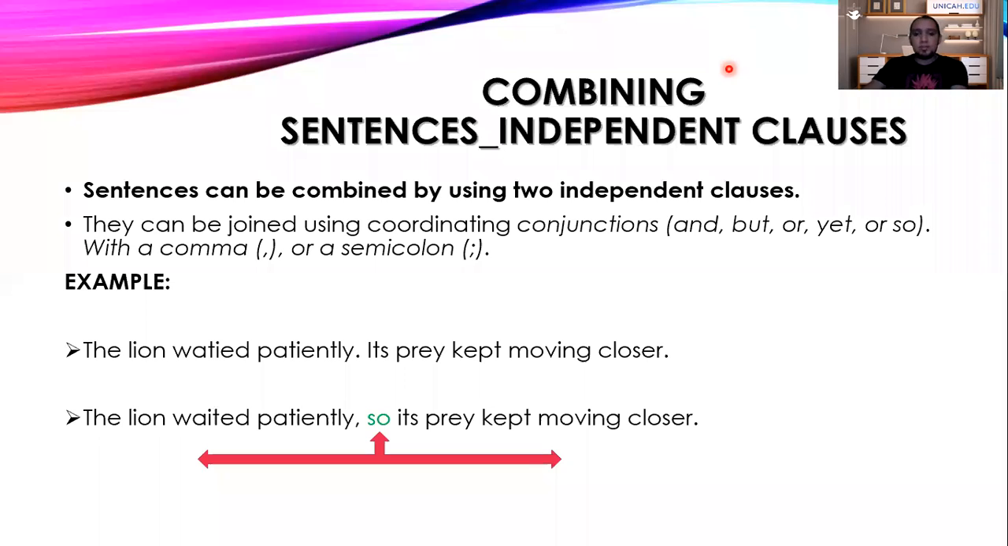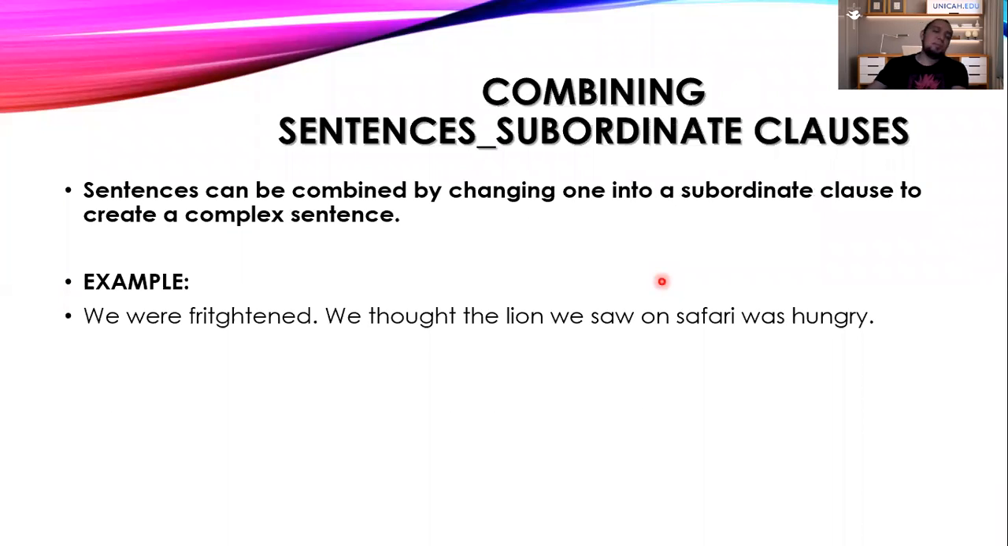Okay, let's continue then with combining sentences with subordinate clauses. Remember, subordinate clauses need another clause, which is independent, to make sense by themselves. So we can combine sentences by changing one of the sentences into a subordinate clause to create a complex sentence. Remember, a complex sentence is one independent clause and one or more subordinate clauses.